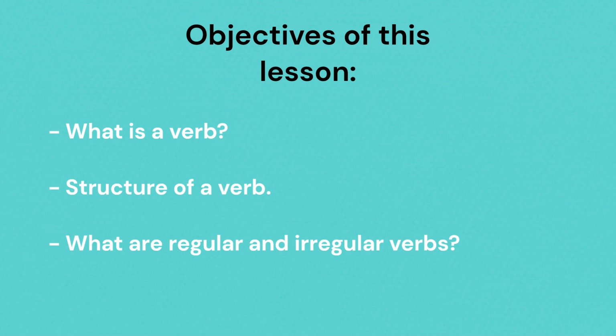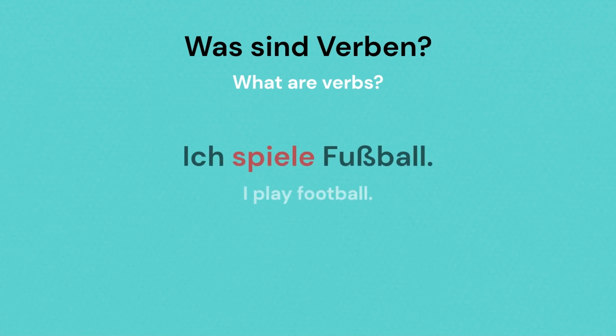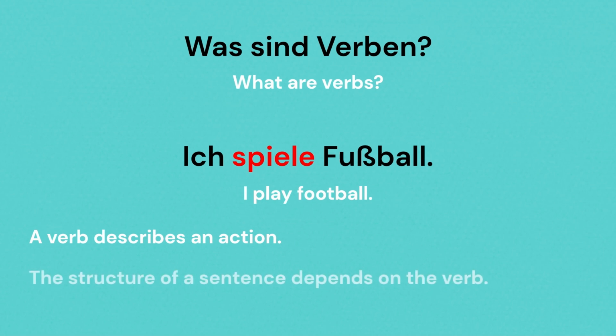Coming to the first part. What is a verb? Was sind Verben? Here's an example. Ich spiele Fußball. The verb here is spiele, that is, to play. I play football. As you can notice, the verb describes an action. The sentence structure depends on the verb. Let's see how does that happen.